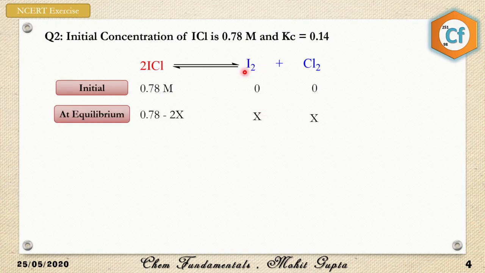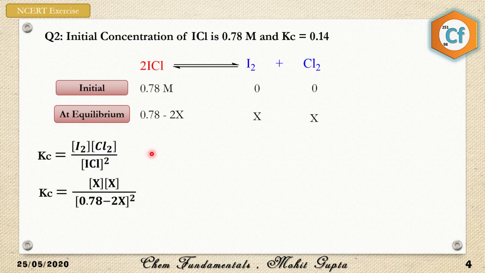At equilibrium, I'll write x for each product since it is 1 mole, and since ICl is 2 moles, I'll subtract 2x, so 0.78 minus 2x. The next step is you have to write down the formula of Kc. It is pretty easy. Then just substitute the values. What you will get is Kc equals x into x divided by (0.78 minus 2x) raised to power 2. Now on solving it, you will get this.